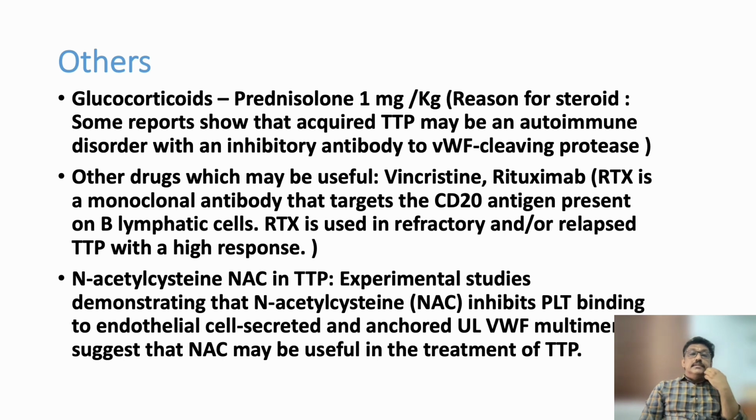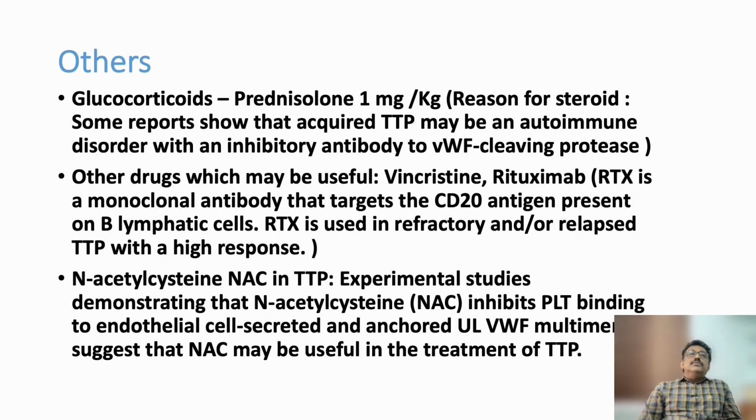Like if there is an autoimmune disorder which shows inhibitory antibody to platelet factors, then you can use steroids. Normally we can give steroids in pulse therapy. That means prednisolone or methylprednisolone 1 gram per day for 3 days we can give. Or if the patient is stable, we can give prednisolone 1 milligram per kg body weight.